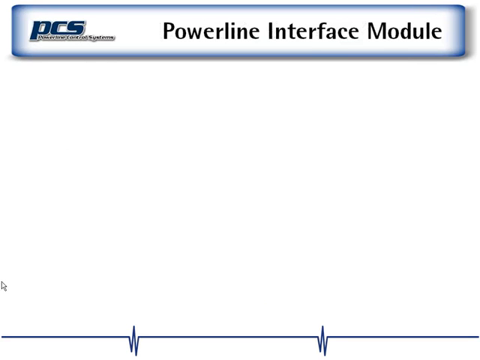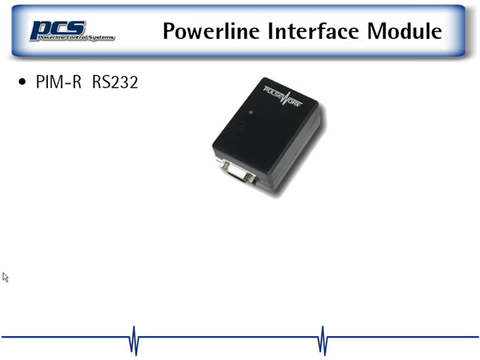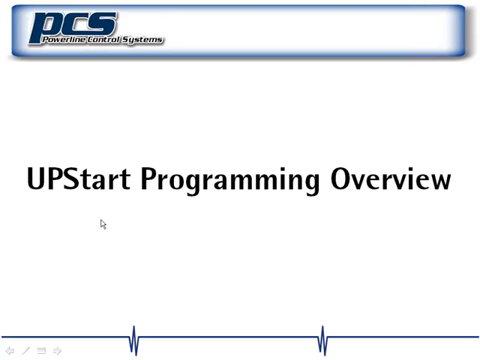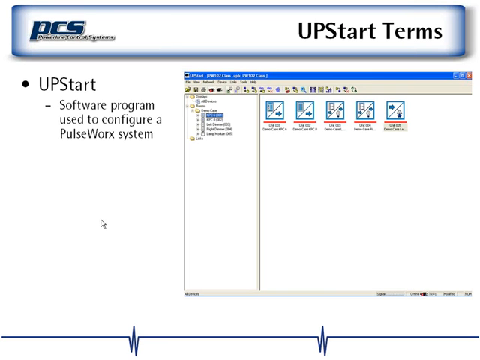Now, the Powerline Interface modules that you're going to use, we have an RS-232 version, which basically has a DB9. We have a USB version, and we now have the Ethernet version. It's an RJ45 on the bottom. You take that, you plug it into your router, and you plug the PIM into an outlet. So this PIM IP here has got a cable that is running to my router in the closet. So you're going to need a PIM to do programming.